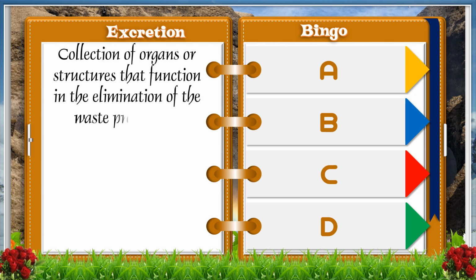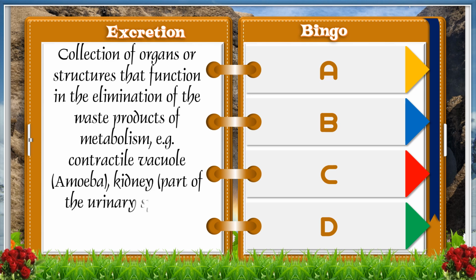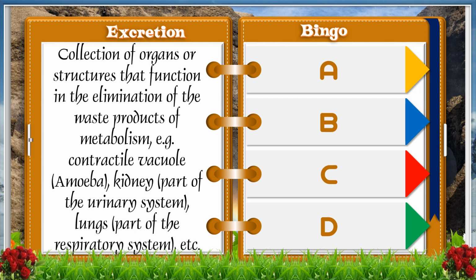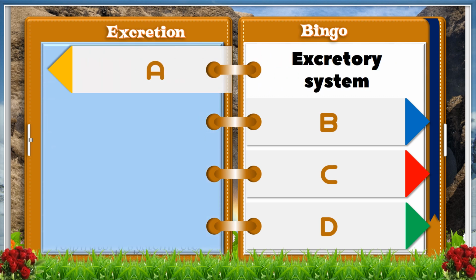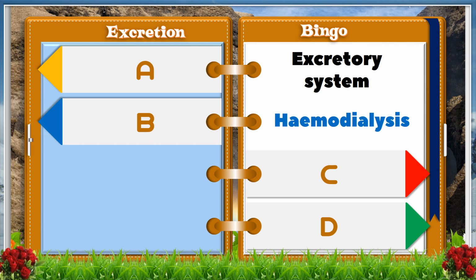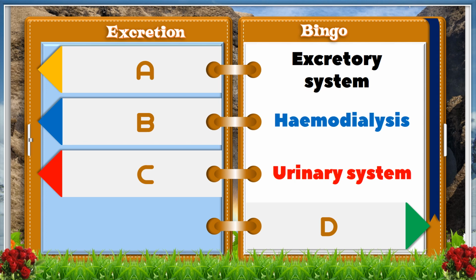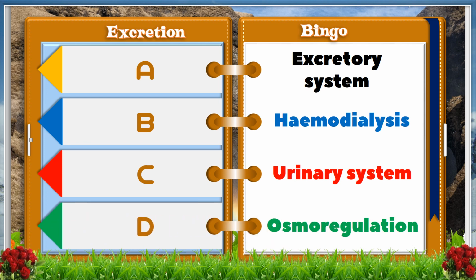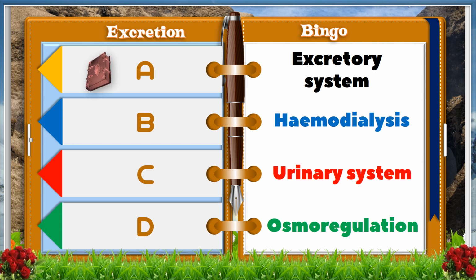Collection of organs or structures that function in the elimination of waste products of metabolism. For example, contractile vacuole in amoeba, kidney, part of the urinary system, lungs, part of the respiratory system, etc. A. Excretory system. B. Hemodialysis. C. Urinary system. D. Osmoregulation. And the answer is A. Excretory system.